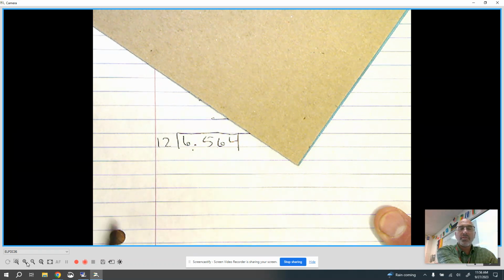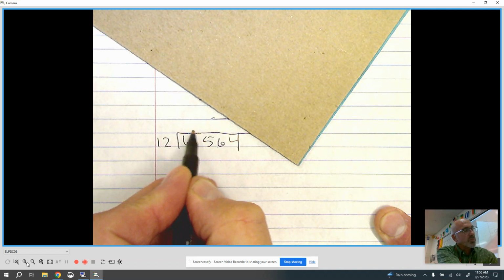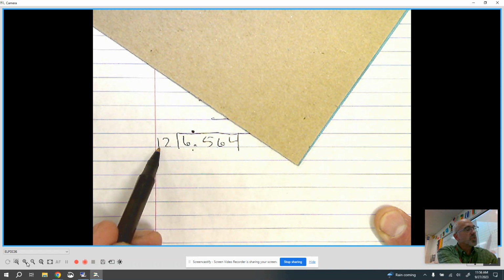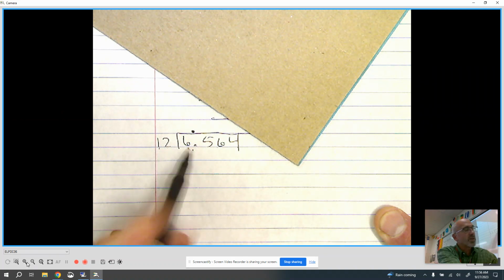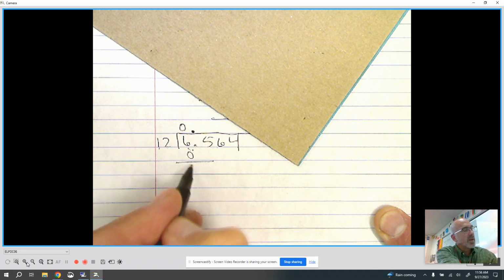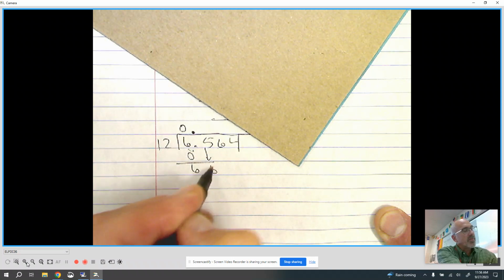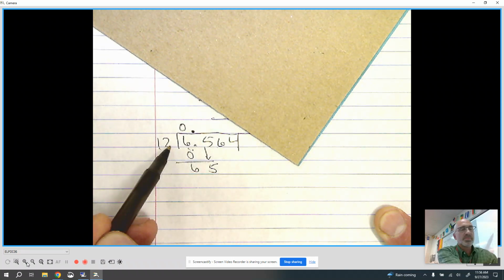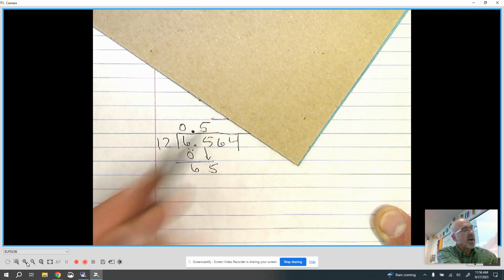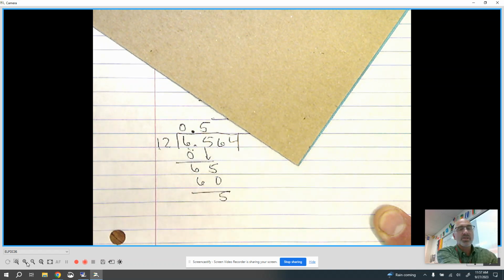6.564 divided by 12. So when we have a decimal inside here, we are just going to bring it up above the line, and then we forget. Now, 12, does that go into 6? Nope, we have a 0. So 0 times 12 is 0, and when we subtract, we still get the 6. Now we're going to bring that 5 down. How many times does 12 go into 65? That's 5 times, because 5 times 12 is 60. And when we subtract, we get 5.